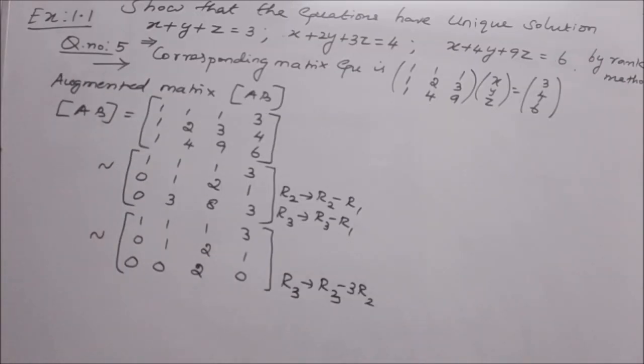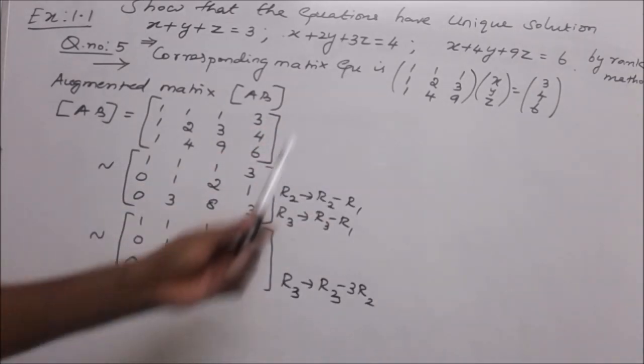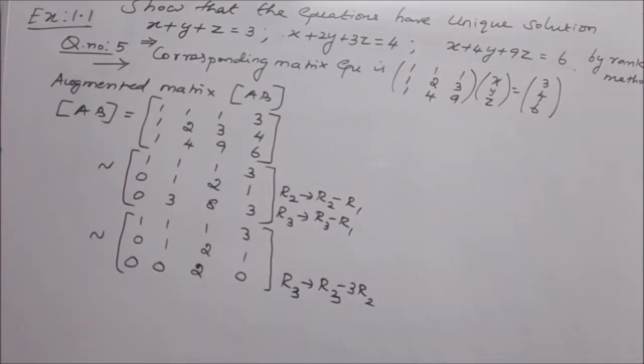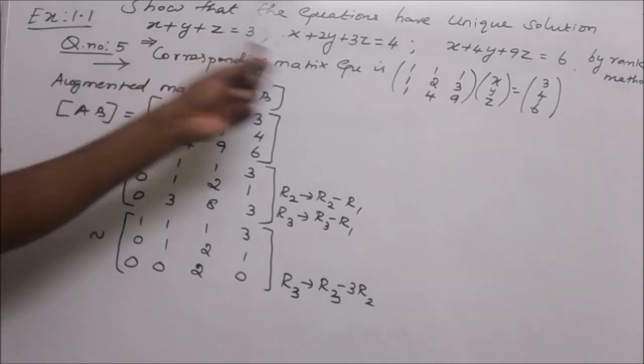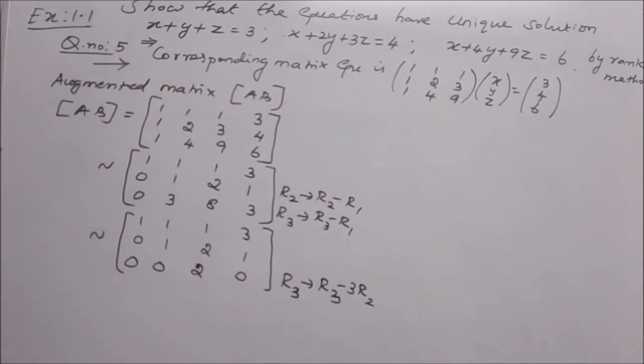Now question number 5. Show that the equations have a unique solution by rank method. Already they have given, we have to show the given equations have a unique solution. For that, we have to prove rank of A equal to rank of AB equal to 3, the number of unknowns.